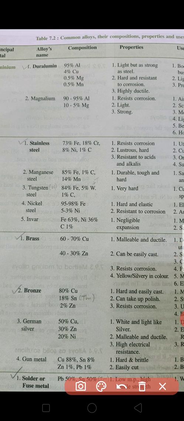Now children, just mark the alloys which we have in the syllabus to study. I am marking these alloys over here. These are the alloys which you have to study. They are duralumin, stainless steel, brass, bronze and fused metal or solder. So please study them in detail, study their composition, their properties and their uses.